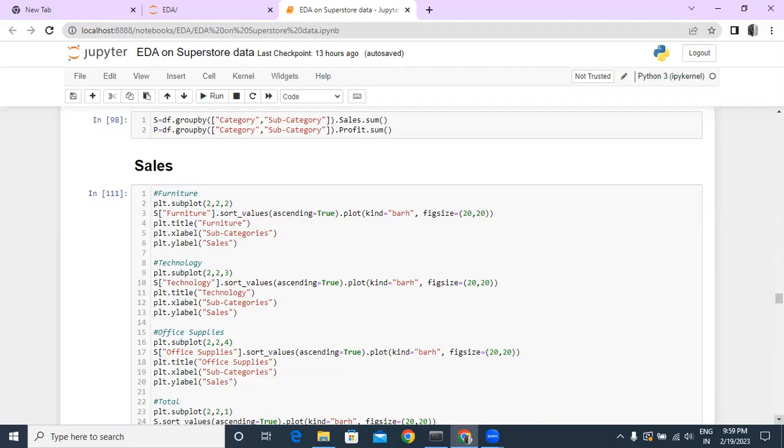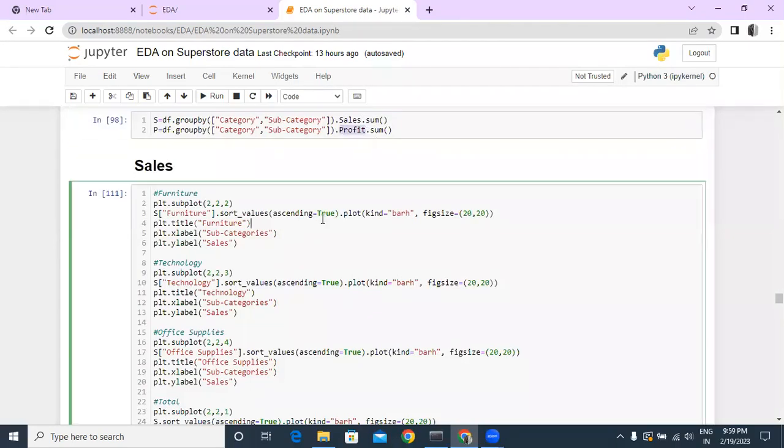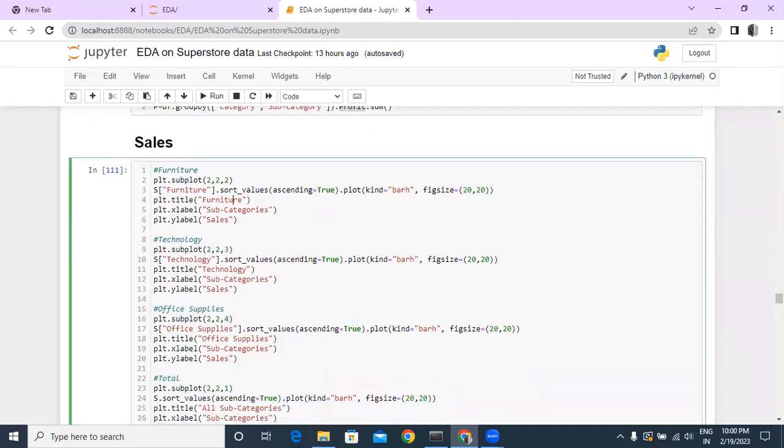So we are using the subplot function so that we can get all the plots together, 4 plots. So for furniture, first we have used the group by category, subcategory, and for sales, and then for profit. So here we are using sales, and here we are using profit. So first we will work upon sales. So for furniture we have used, then technology, then office supplies, and then total for all 4.